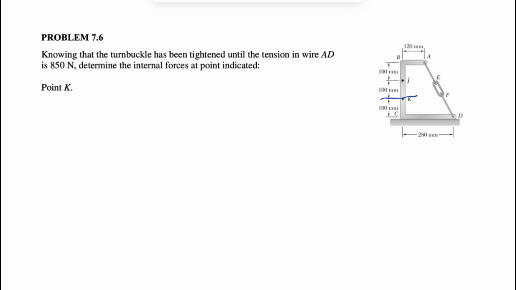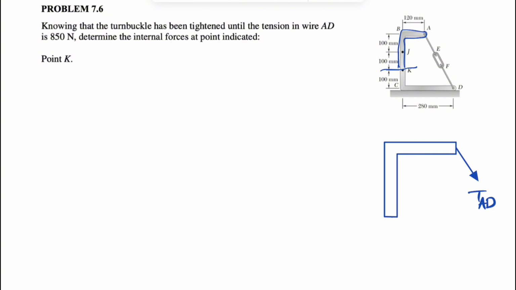Now we're going to be solving it for point K, and as always we're going to start with the free body diagram. So we're going to do our section in here, and we're going to consider this part of the system, and let's just draw the free body diagram first. We have the tension in the cable AD, so just going to call this TAD. We have two different forces at point K: the shear force, we're going to call it V, and the axial force, we're going to call it F, and we're going to have a moment or bending moment.